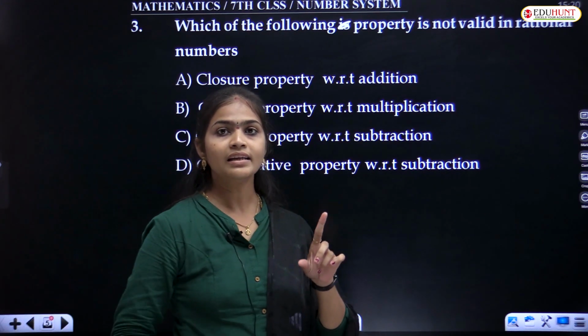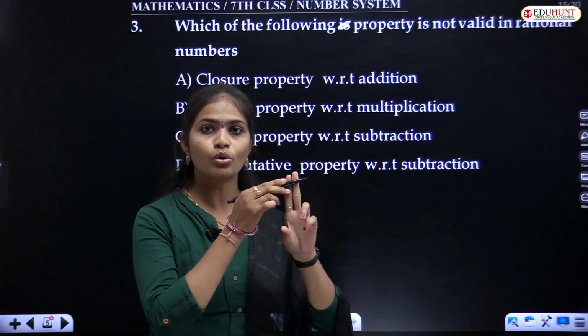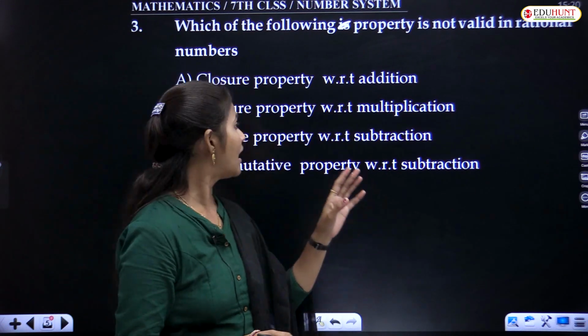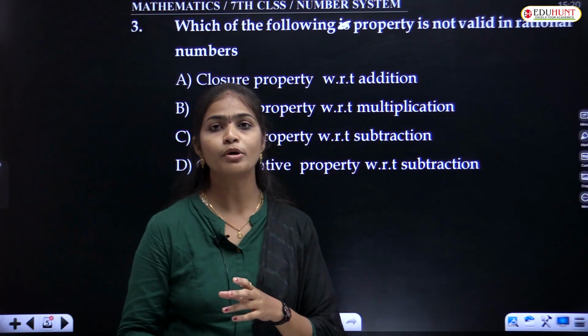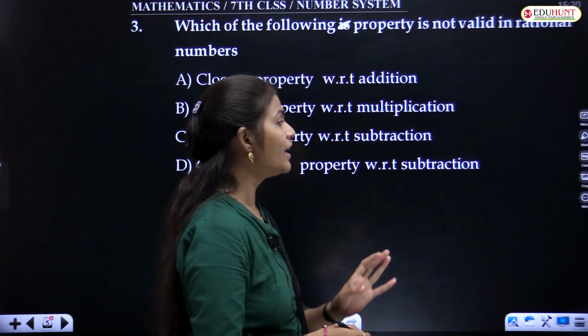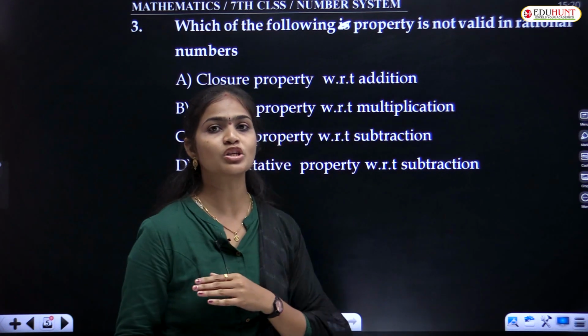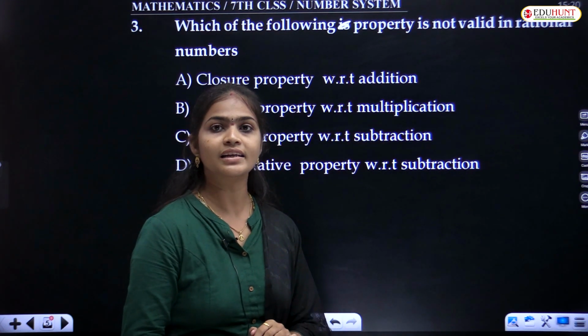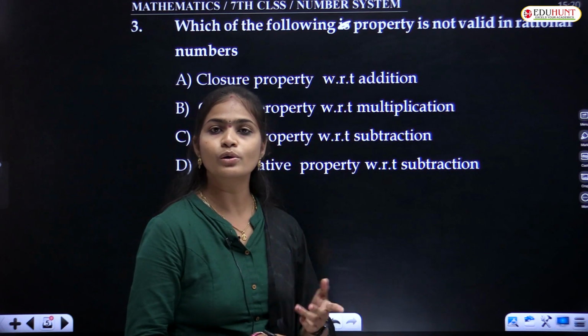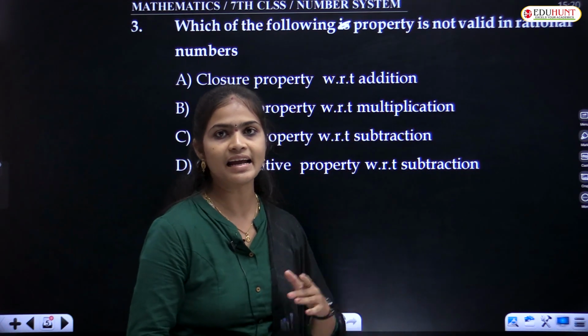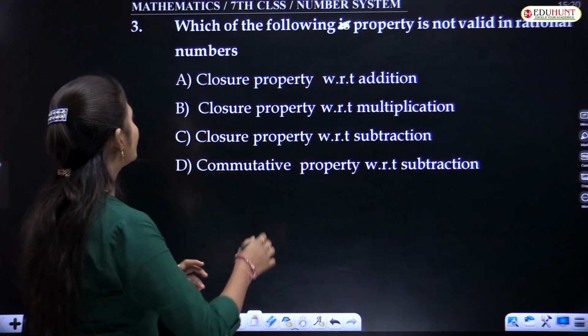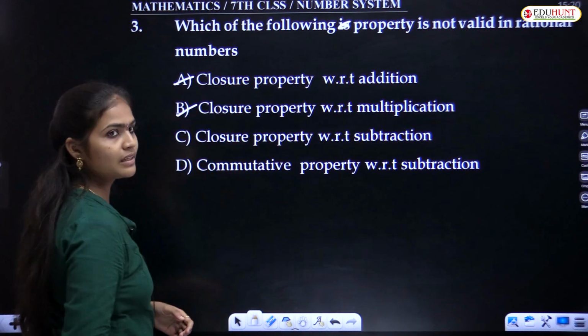I will tell you one thing. Addition and multiplication hold for each and every property, whether it is the commutative property, closure property, or whatever. In all properties, addition and multiplication are always possible for all types of numbers, so there is no need to discuss addition and multiplication. So these two are also possible.